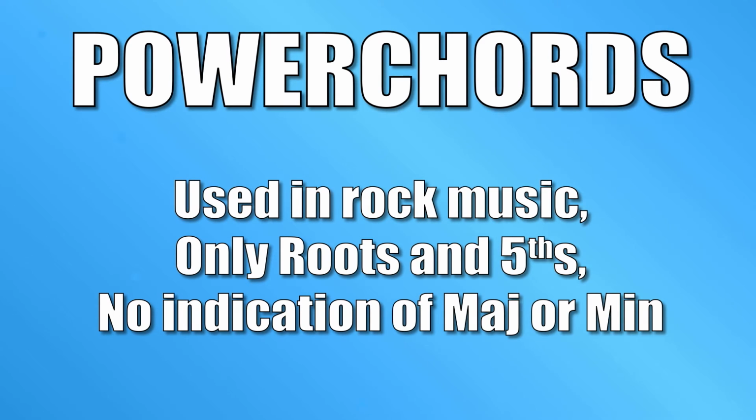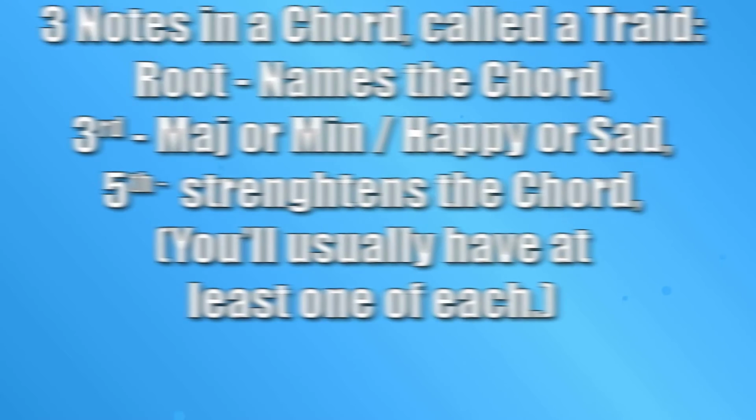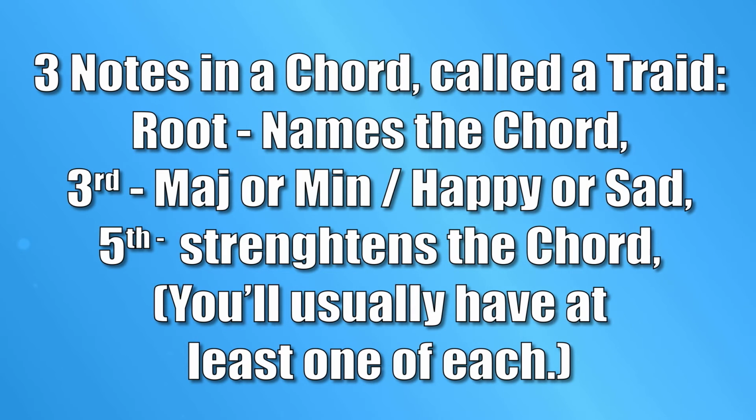So that is all the chord theory you should need to get started. To recap, there are 3 notes in a chord and we call that a triad. These notes are the root, which names the chord, the 3rd, which makes it happy or sad, and the 5th, which simply fills out the chord. You can have any number of each of these, but you will almost always have at least 1.